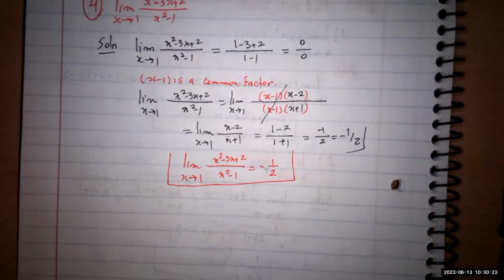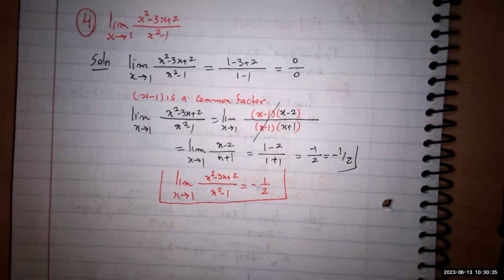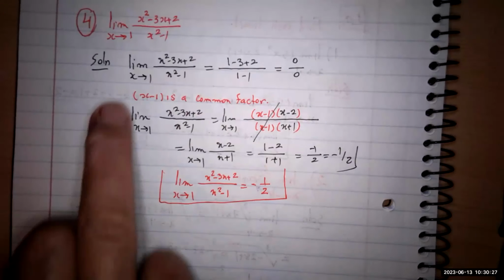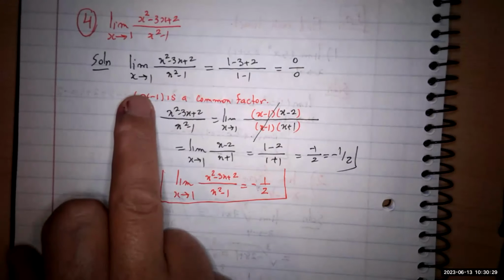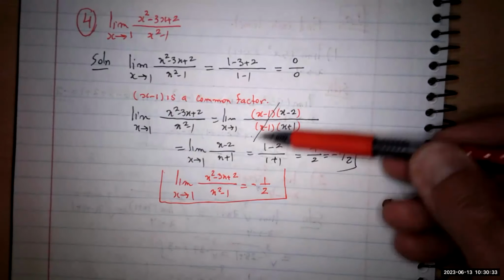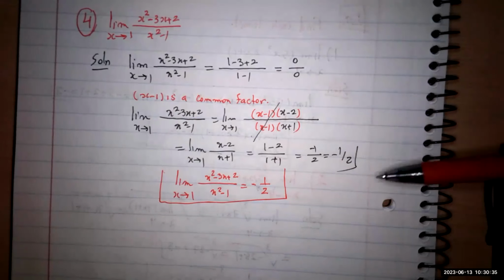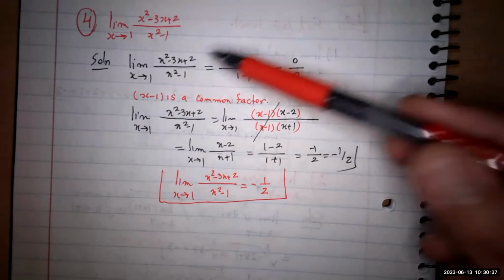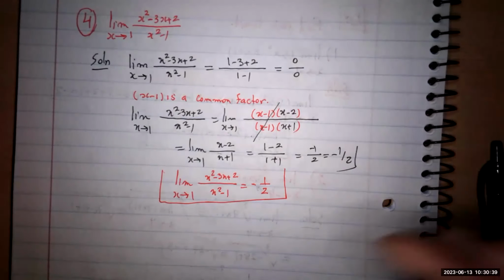Okay, so for 0 over 0, it means there is a common factor. What is that common factor? X goes to 1, the common factor is x minus 1. So use it to factor the top and the bottom, eliminate the factor, then you get the result. There are going to be 3 more cases. I'll talk about it tomorrow.